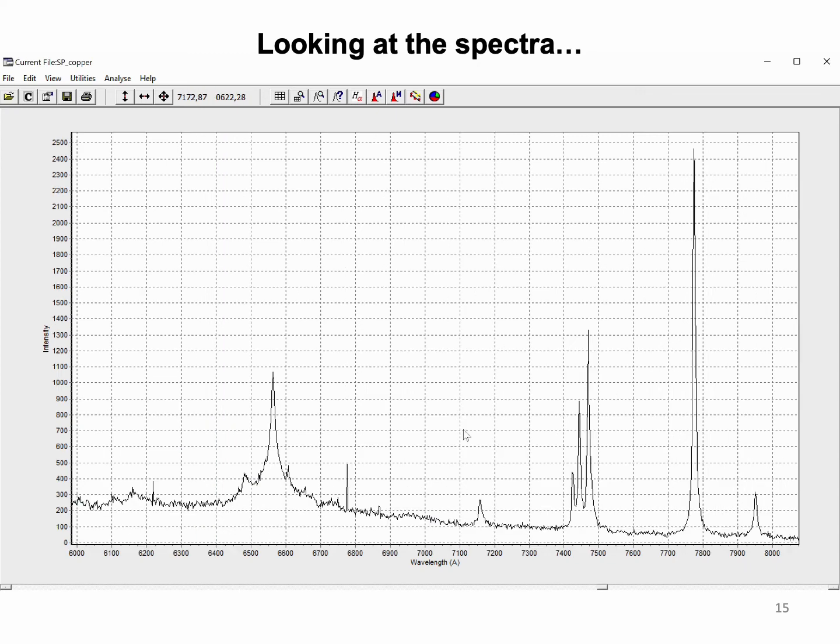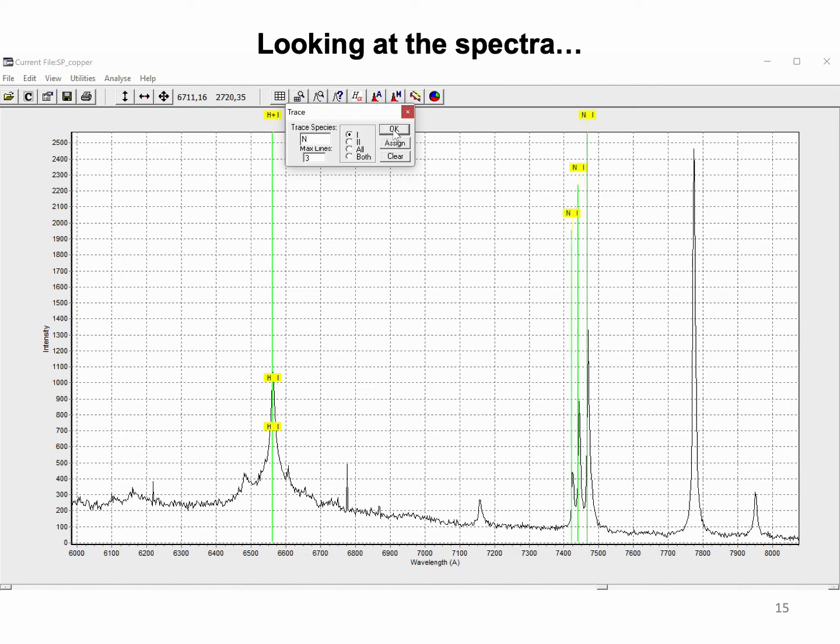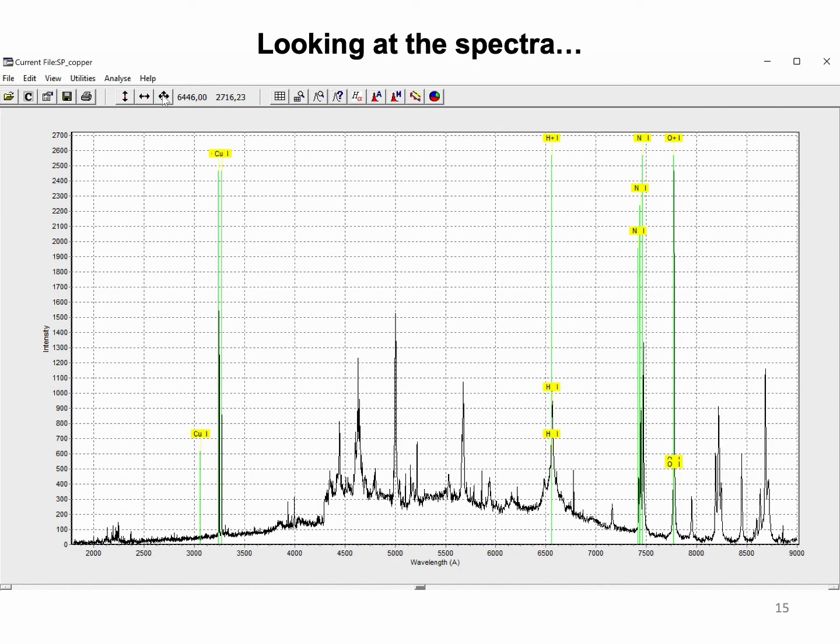The intense lines in the infrared region, instead, are due to the elements present in the air, such as hydrogen, nitrogen, and oxygen.